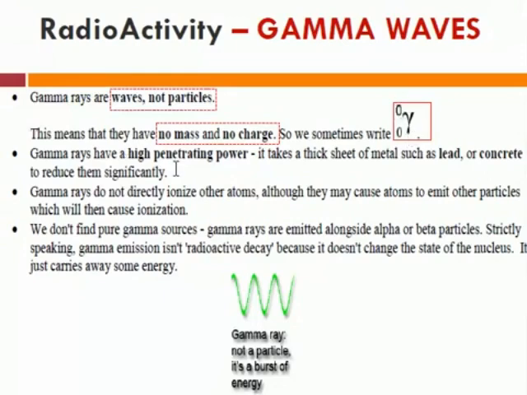So gamma rays have high penetrating power. It takes a thick sheet of metal such as lead or concrete to reduce them significantly. Gamma rays do not directly ionize other atoms, although they may cause atoms to emit other particles, which will then cause ionization. We don't find pure gamma sources. Gamma rays are emitted alongside alpha or beta particles. Strictly speaking, gamma emission isn't radioactive decay because it doesn't change the state of the nucleus, it just carries away some energy.